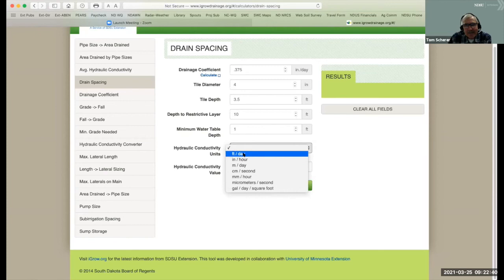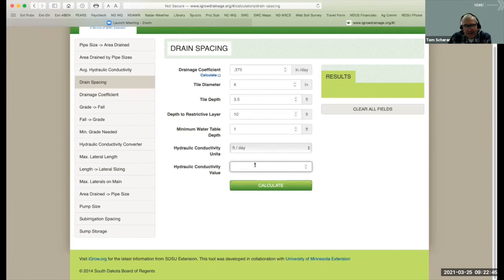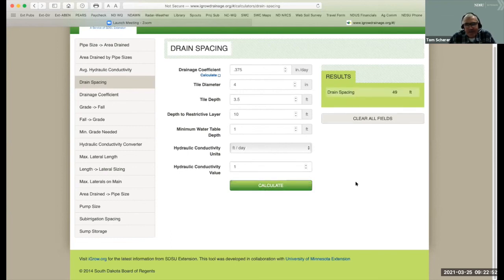Let's look at feet per day. And so from looking this up in the soils, let's say we got one. You calculate and say for these conditions, the tile has to be 49 feet apart. Can it be 50? Well, of course. We're kind of approximating some of these things. That hydraulic conductivity value could be higher or lower, but generally, this gets you into the ballpark.